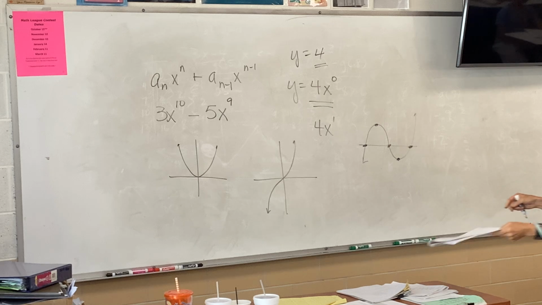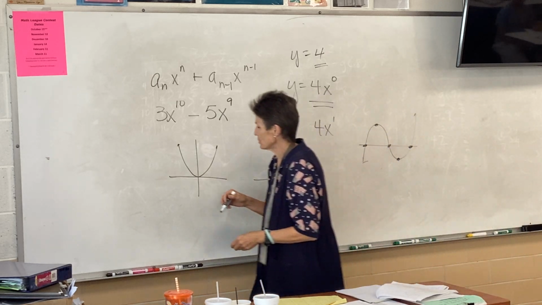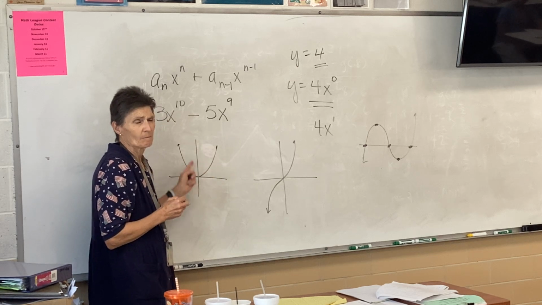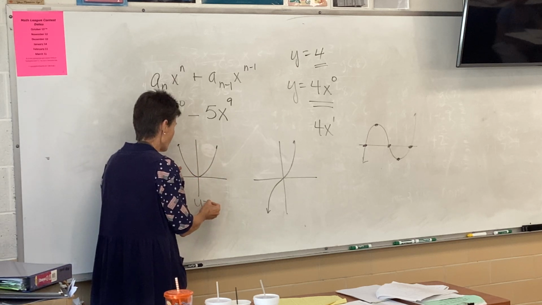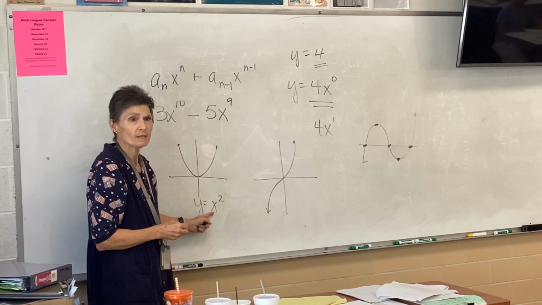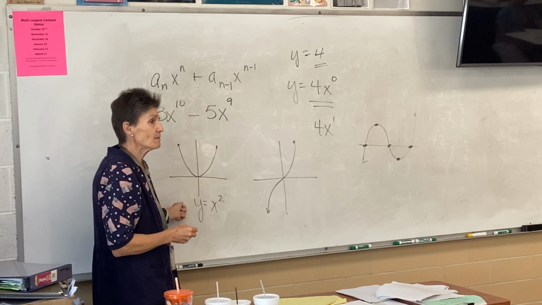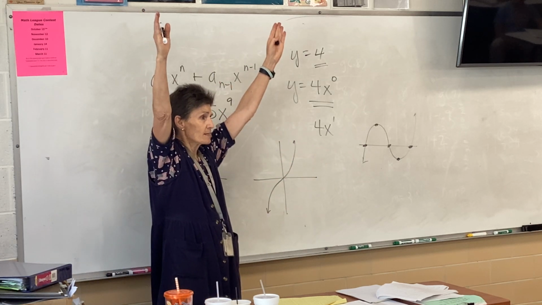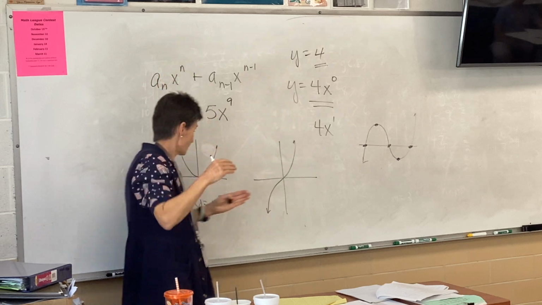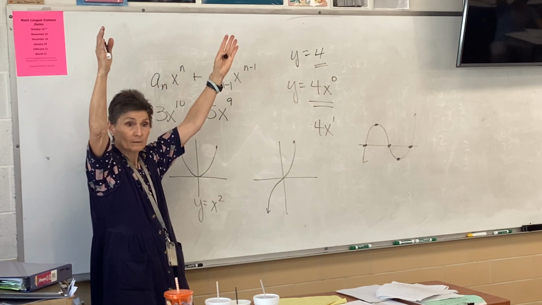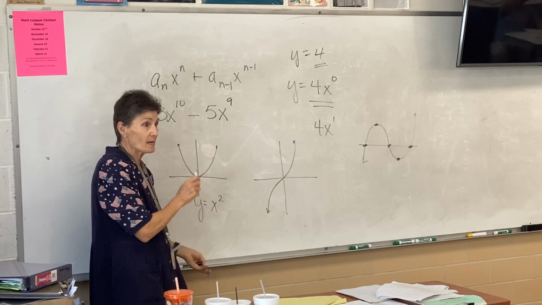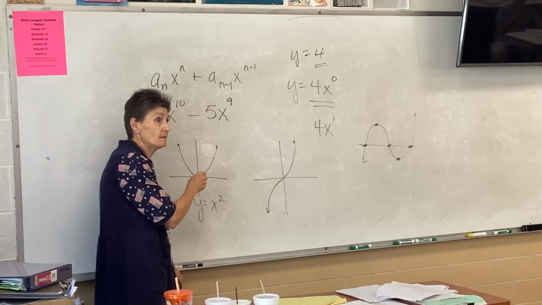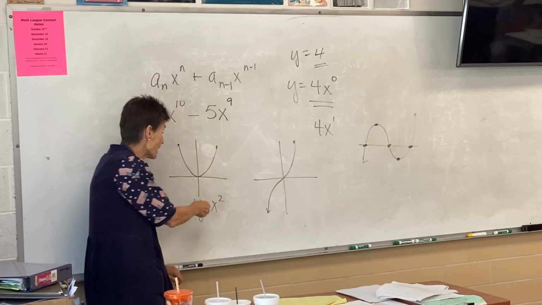Polynomials of even degree. Now, I want you to remember, which BFF is this? Quadratic, so it's y equals x squared. Even degree, x squared. Even degrees always start and end in the same direction. So this is up, and end behavior, up. If I put a negative in front of it, it would be down. They always start and end in the same direction if they have an even degree.